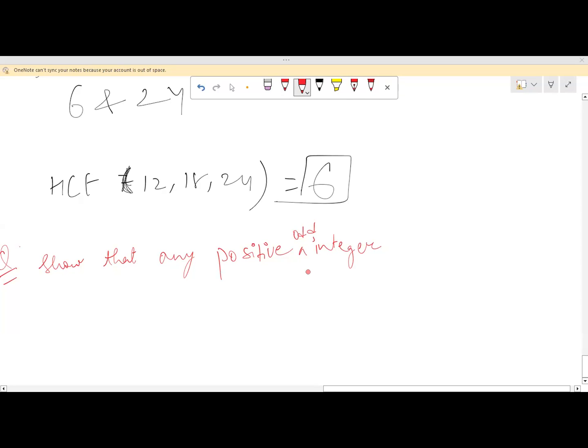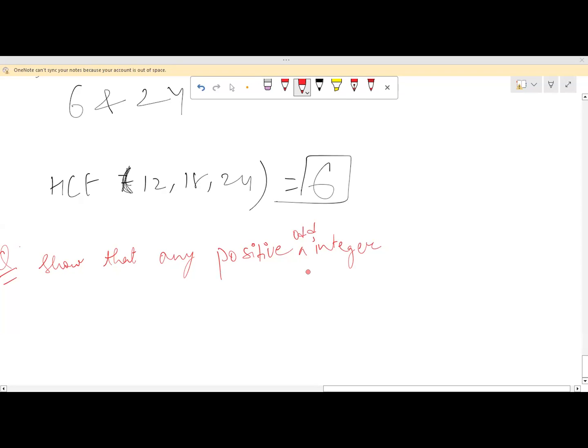Acha, you don't have this question? Show that any positive odd integer. This one? No, we don't. Okay, just a second. Do you have that question, an army contingent of 616 members? No, we don't.